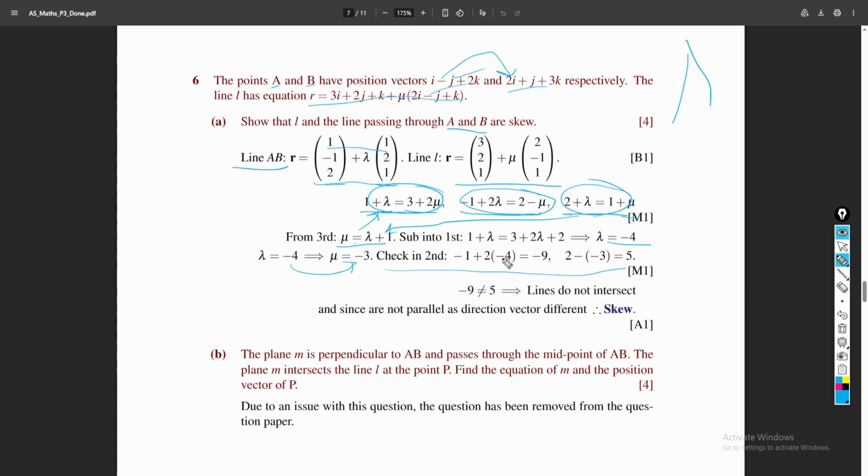When we put in the lambda, we get minus 9 on the left, and the mu gives 5 on the right. So these are not equal. That means it's not possible for all 3 of these points to be equal. That means the lines do not intersect, and they're not parallel either, because their direction vectors are different, right? So this is the direction for this one. That means they must be skew. So yeah, that's it.